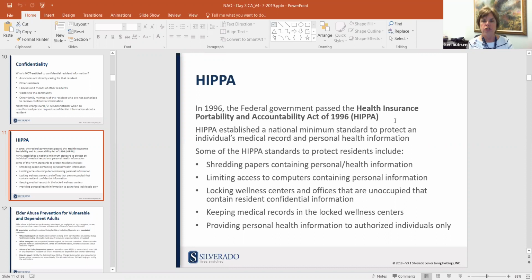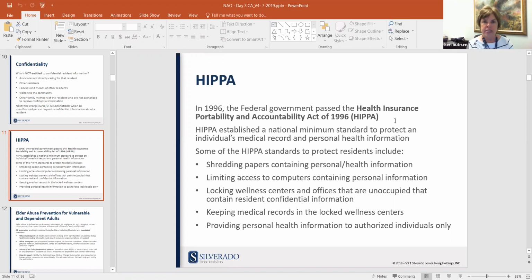And so we do many of the recommendations of HIPAA. For example, we shred papers containing health or personal information about residents. We try to keep our computers that have resident information closed when we're not using them and out of sight of other residents or visitors in the community.